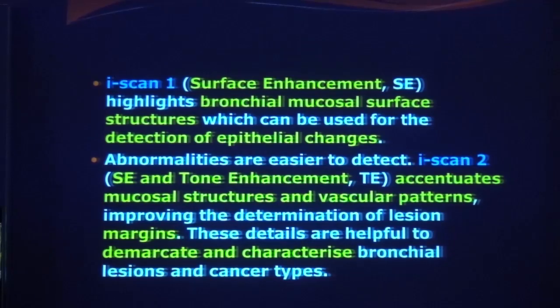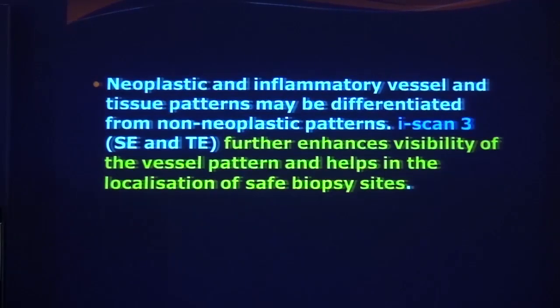iScan 1, this is what we call surface enhancement, where you highlight the bronchial mucosa, the epithelium, and you can early detect the changes in the epithelium. While iScan 2, which is surface and tone enhancement, you can accentuate the epithelium and the vascular patterns that underlie these epithelium. So you can also demarcate and characterize the bronchial lesions.